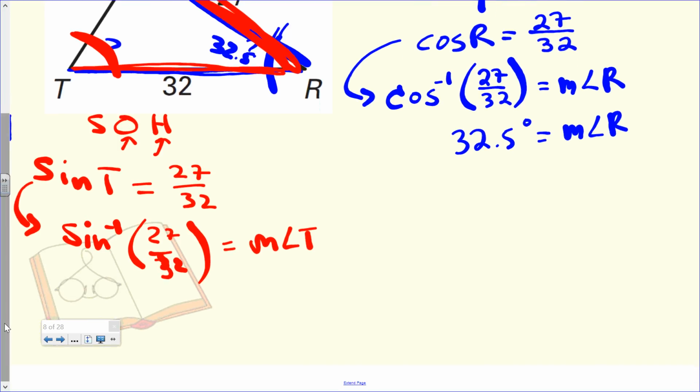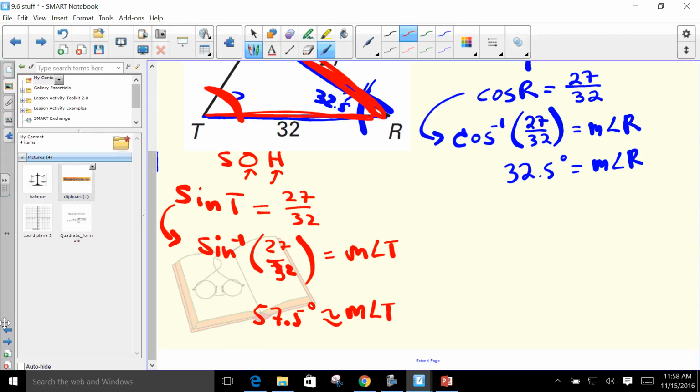And let me know what you guys get. The measure of angle T should approximately be, anybody? It's 57.5 degrees. And that makes sense. If you add up angle R and angle T, they equal 90. Then you have the other 90-degree angle, they equal 180. So it all works out.